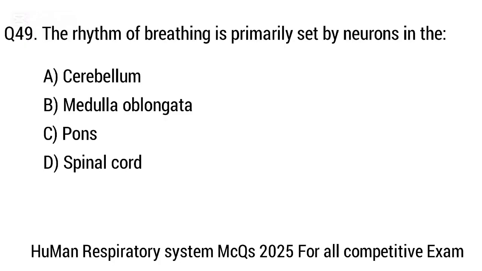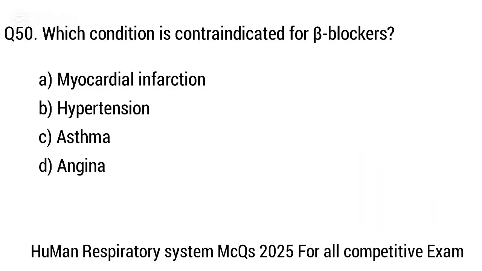Question 49. The rhythm of breathing is primarily set by neurons in the. The right answer is option B. Medulla oblongata. Question 50. Which condition is contraindicated for beta blockers? The right answer is option C. Asthma.